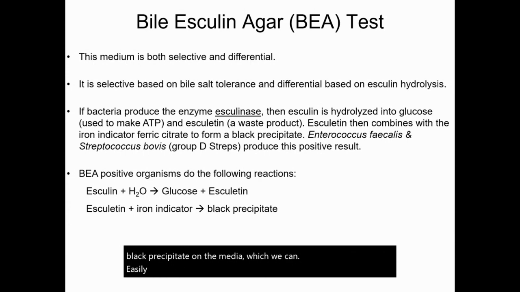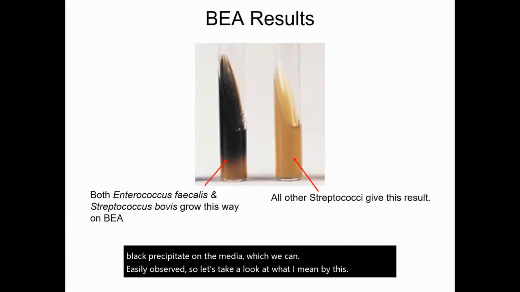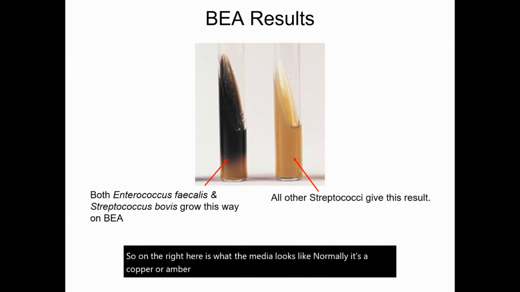So let's take a look at what I mean by this. So on the right here is what the media looks like normally. It's a copper or amber color, and it's a slant. And so to inoculate this media, you just get some bacteria on your loop and you streak starting at the bottom of the slant. You just do like a zigzag streak up. And then you put it in the incubator.